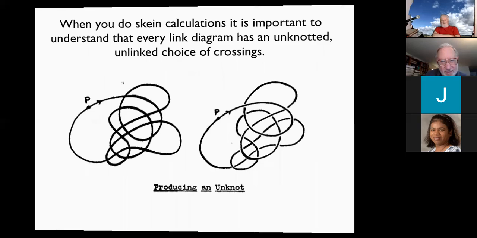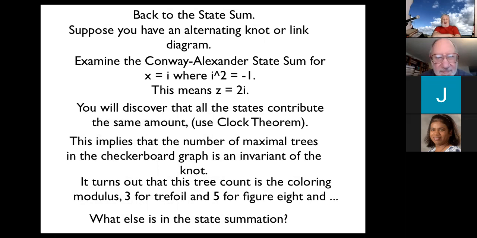I'm not doing the detail. But if you do that, you'll discover that every state contributes exactly the same amount, some factor, a little complex number, a product of those things. All the same; you can use the clock theorem to check that. You watch what happens from state to state and see that they all contribute the same thing. So that means the number of maximal trees, that's what will be counted, times some complex number of unit length. If you take the absolute value, you'll just get the number of maximal trees. So the number of maximal trees in the checkerboard graph is an invariant of the alternating knot.